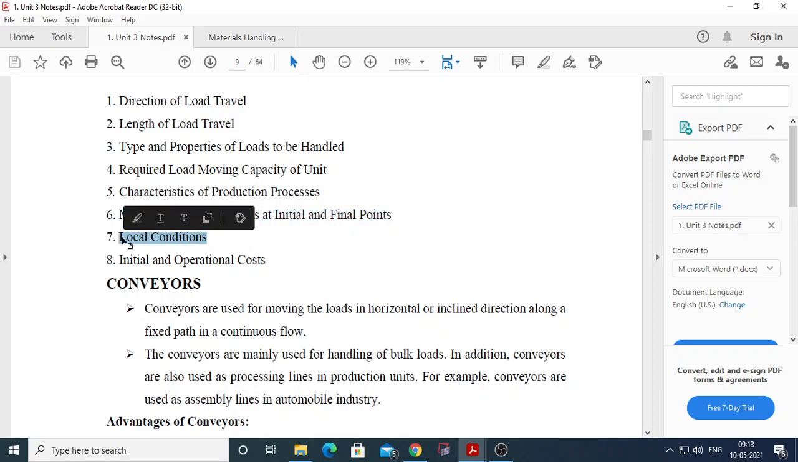Then local conditions, there are 5 local conditions. You have to check the size and shape of that area, types and design of building, then safety requirements, types of energy available, climate conditions, and last is the initial and operational cost. The most important thing while selecting the material handling equipment is that you have to consider the initial and operational cost.